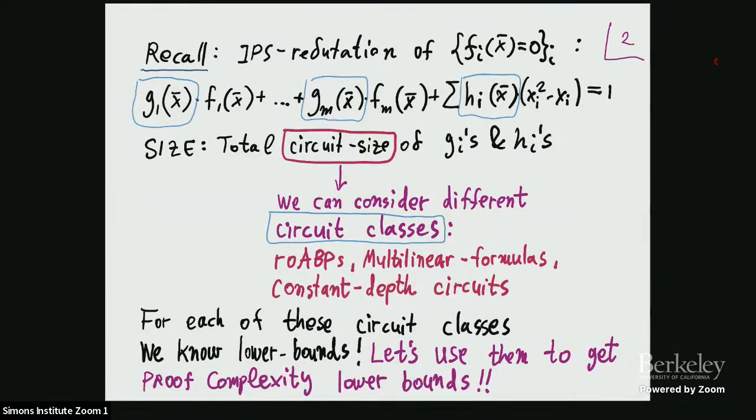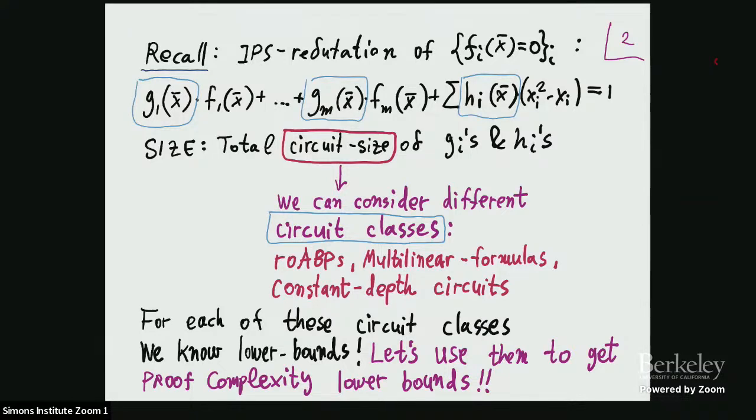Okay, let's try to see the template of the lower bound for IPS. We call an IPS refutation like this, and the size is the total circuit size of these G_i and H_i. As I said, we can consider different circuit classes: read-once ABPs, multilinear formulas, constant depth circuits, and for each of these circuit classes we already know unconditional lower bounds. Now I'm going to use the lower bound template.